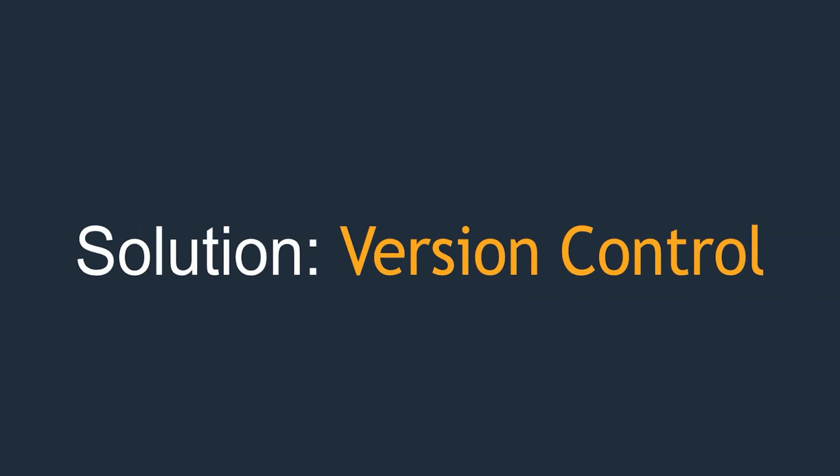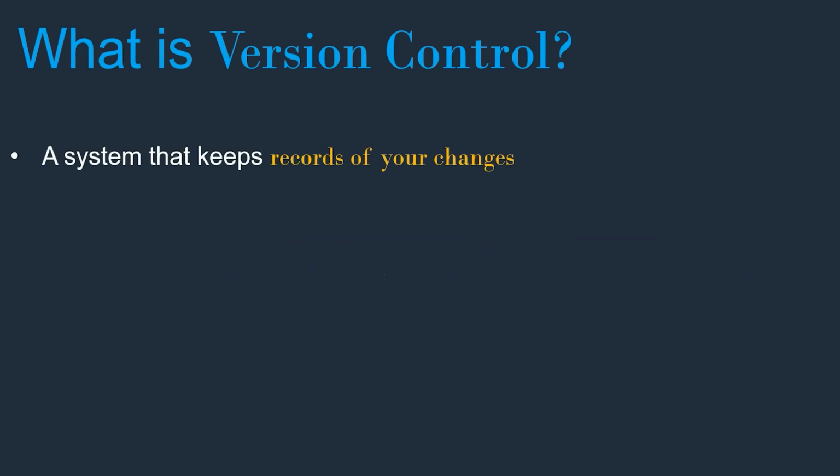Now let's see what a version control system is. It is a system that keeps a record of your changes. While you are writing your code, if you make any changes to it, the system tracks or records those changes. Let's take an example: I wrote some code yesterday and today I have made some changes. Like this, every day I am modifying my code.